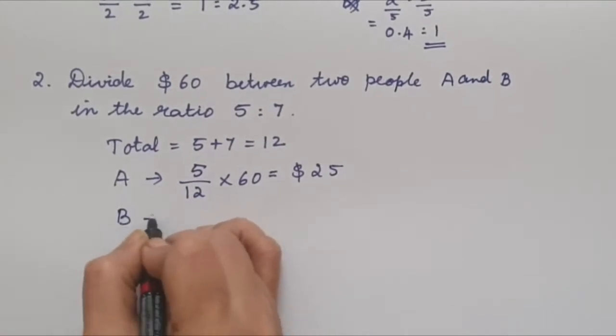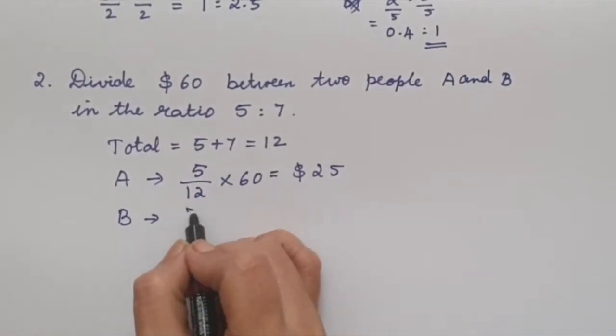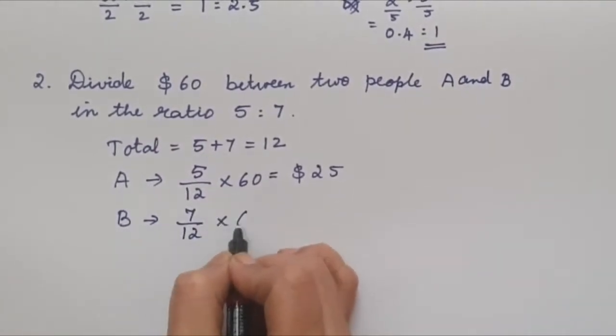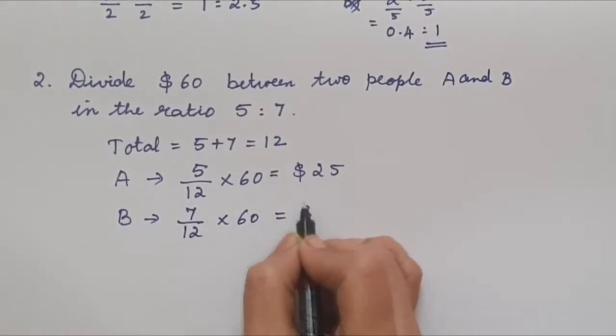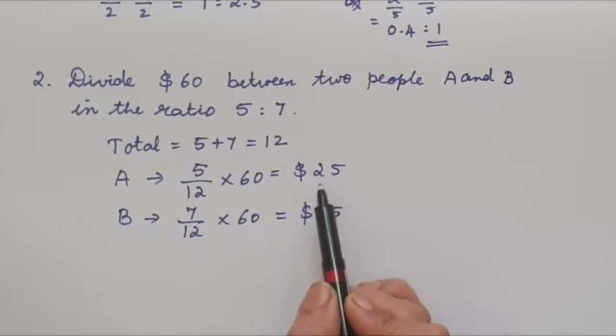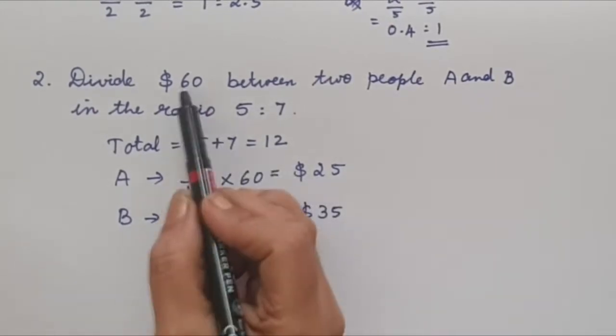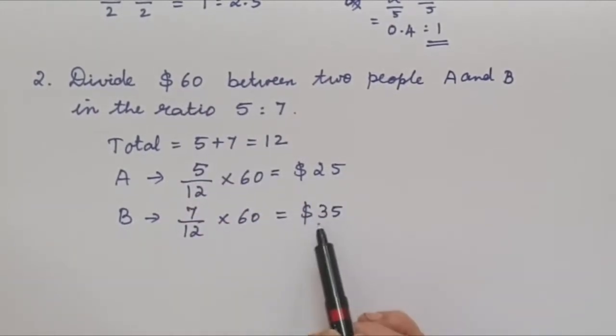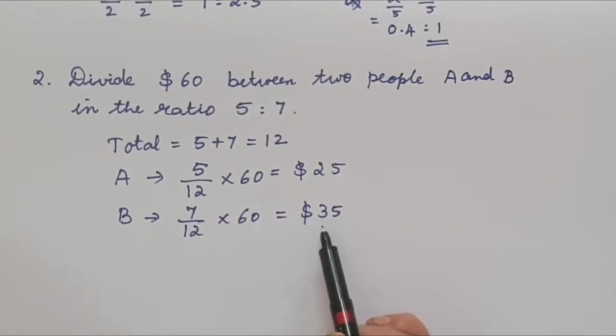In the same way for B, B has 7 parts. So 7 over 12 times 60. This will give us an answer of 35. We can always find A's share, and after you find A's share, 60 minus 25, we can write B's share as 35. That way also, it is correct.